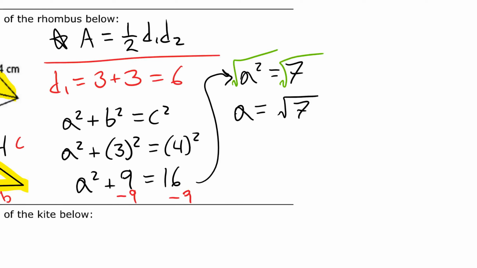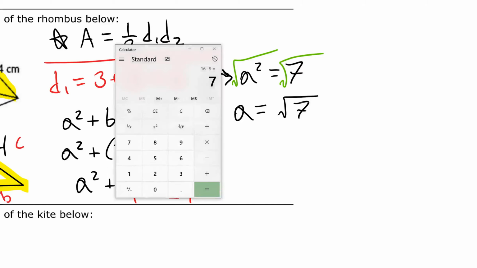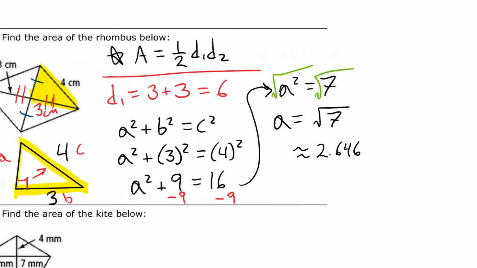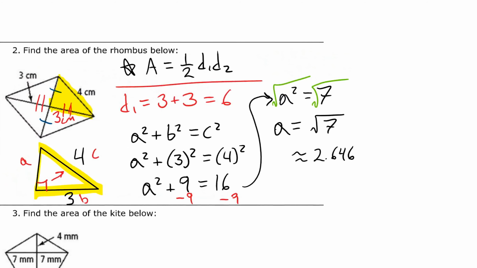Now, at least for this assignment, I'm going to leave this as a radical. Yes, you could take the square root of 7 and get approximately 2.646. But I've made the Canvas quiz so that you can round it at the end, or you could round it right now and you should still get the right answer. Either way, I know that this segment right here is the square root of 7.